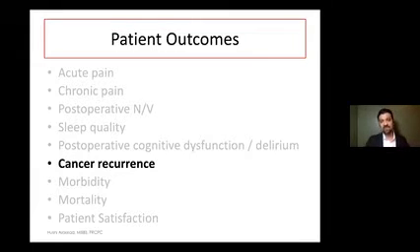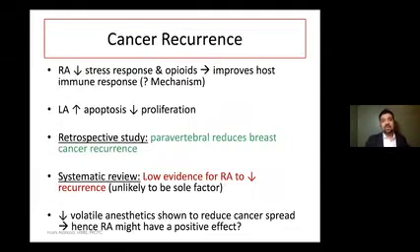Cancer recurrence, again, one of the hot topics that are being reviewed. Again, we know regional anesthesia reduces the stress response and reduces the amount of opioids given, which hopefully improves host immune response. Local anesthetics on their own actually increase apoptosis and decrease proliferation of cancer cells. So in theory, they should be reducing the cancer recurrence. And there was a retrospective study showing that paravertebral reduces breast cancer recurrence, or a trend towards. But the most recent systematic review did not prove that for any other type of cancers. And if regional anesthesia had a role, it is unlikely to be a sole factor.